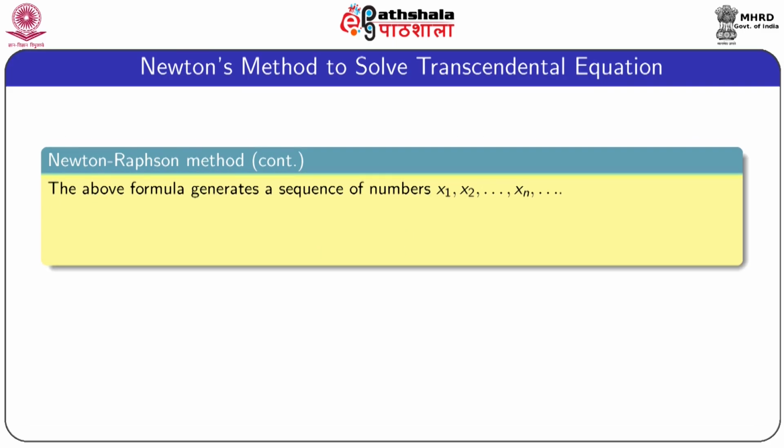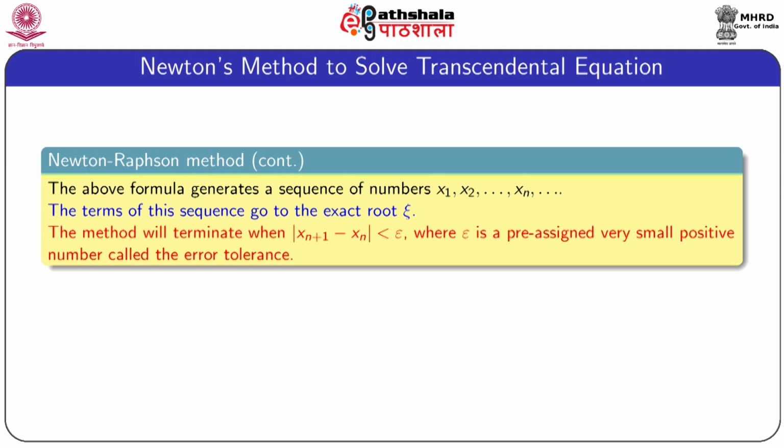The above formula generates a sequence of numbers x1, x2, ..., xn, ..., and if this sequence converges to a number, then that number is the exact root of the equation. That means the terms of this sequence go to the exact root xi, and the method will terminate when two consecutive values of the approximate root, x(n+1) and xn, have a very small difference. That means the absolute value of x(n+1) - xn is less than epsilon, where epsilon is a pre-assigned very small positive number called the error tolerance.